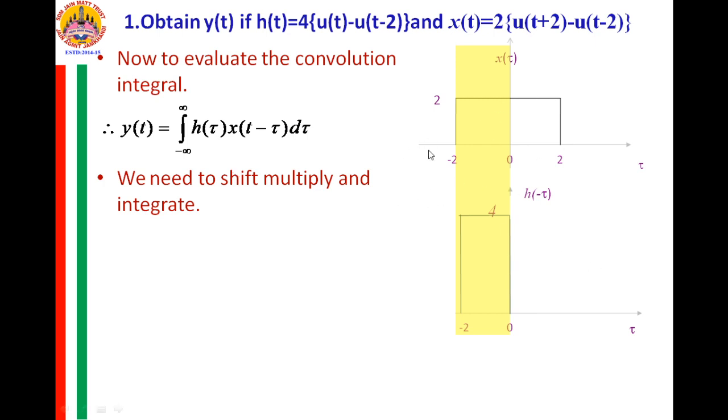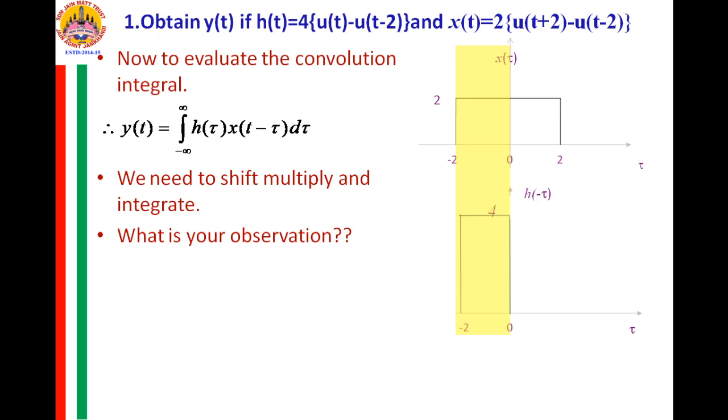So we have to divide this entire duration of overlap, the way this h of t minus tau overlaps with x of tau, into different durations of time and evaluate the integral in between those durations of time to complete this convolution integral. Okay. So what is your observation? How many time durations do you get?